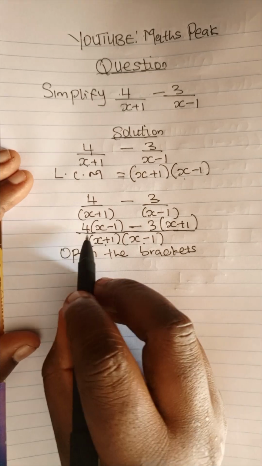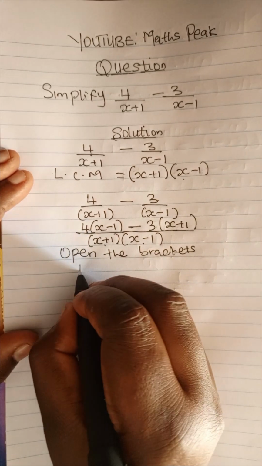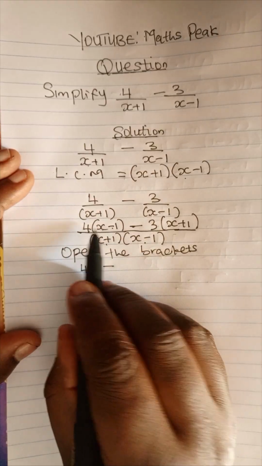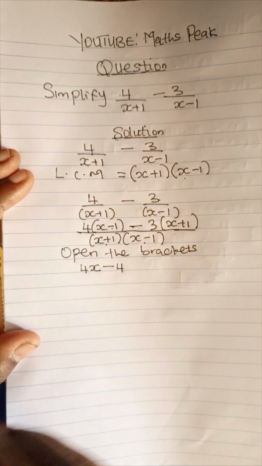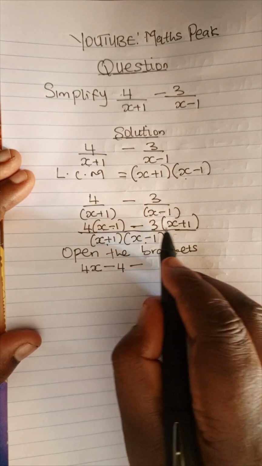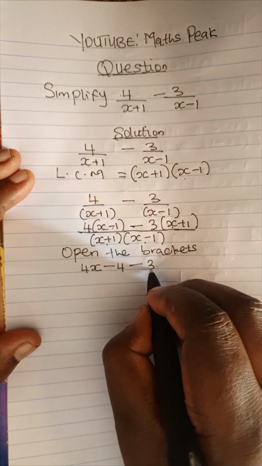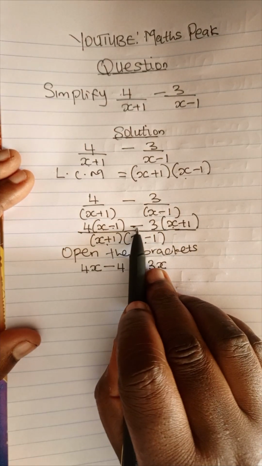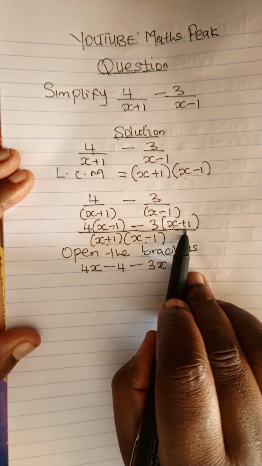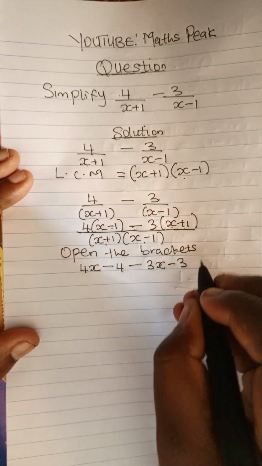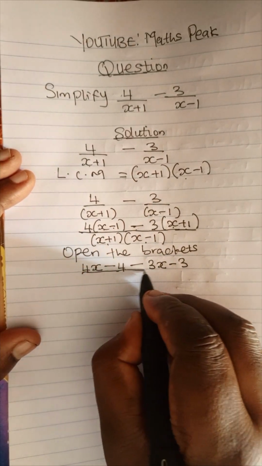So let's multiply. 4 times x will give us 4x minus, because of this minus sign, 4 times 1 is 4. Now we have minus 3 times x, that will give us 3x. Now we have 3 times 1 is 3, but because of this minus sign here, it's affecting it, so the sign will change to what? To minus. That will give us minus 3 over.